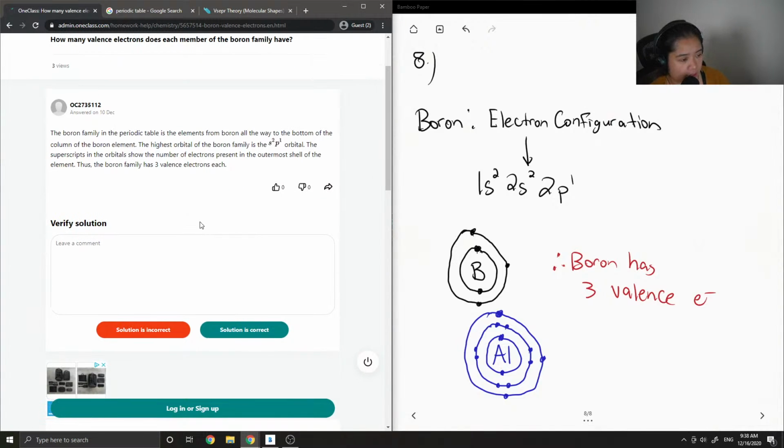Okay, so let's see what the junior tutor said. The boron family in the periodic table is the elements from boron all the way to the bottom of the column of the boron element. The highest orbital of the boron family is the 2p1 orbital, and the superscripts in the orbital show the number of electrons present in the outermost shell of the element. Thus, the boron family has 3 valence electrons each. Yep, so this solution is correct.